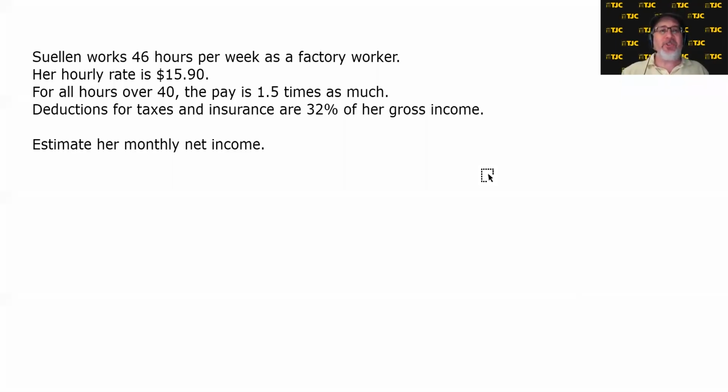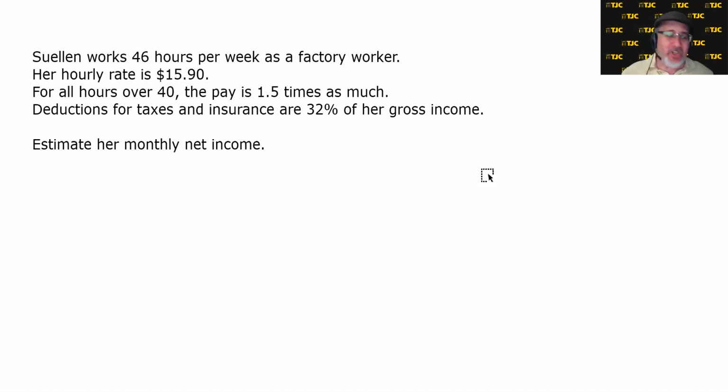Sue Ellen works 46 hours per week as a factory worker. Her hourly rate is $15.90. For all hours over 40, the pay is 1.5 times as much. Deductions for taxes and insurance are 32% of her gross income. Estimate her monthly net income. Like the previous problem with Bradley, we're going to have to calculate the deductions and subtract that from the gross income to get the net income.